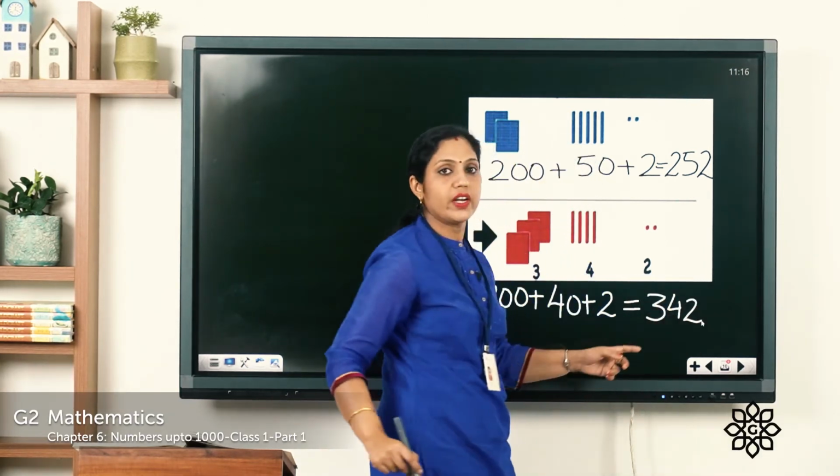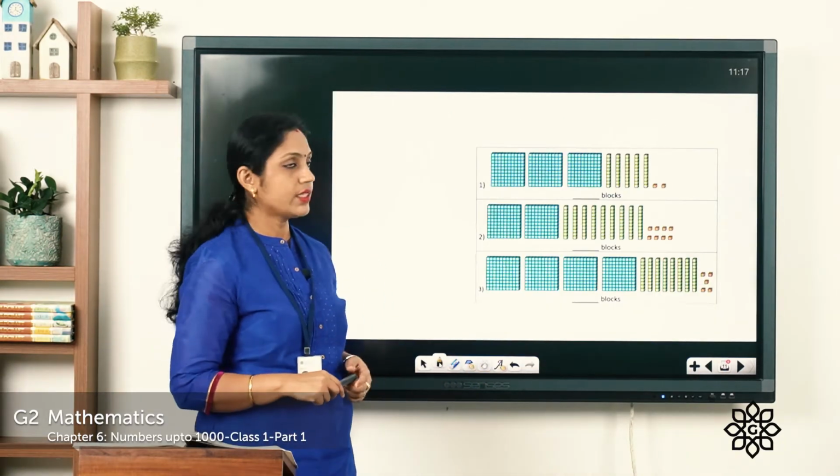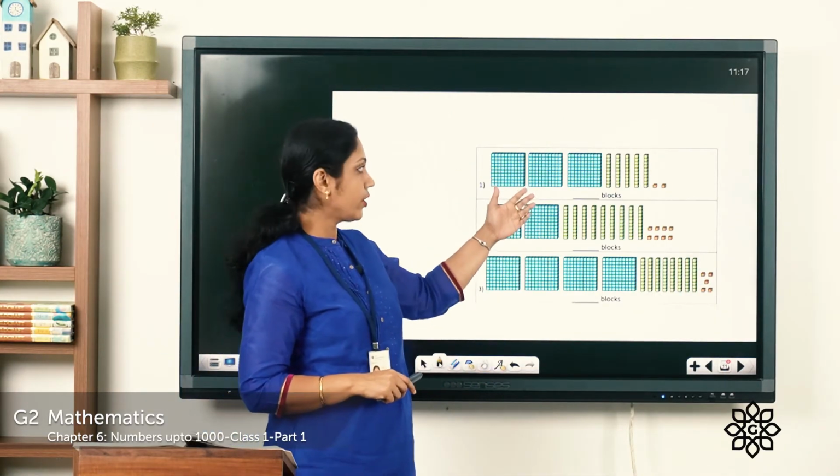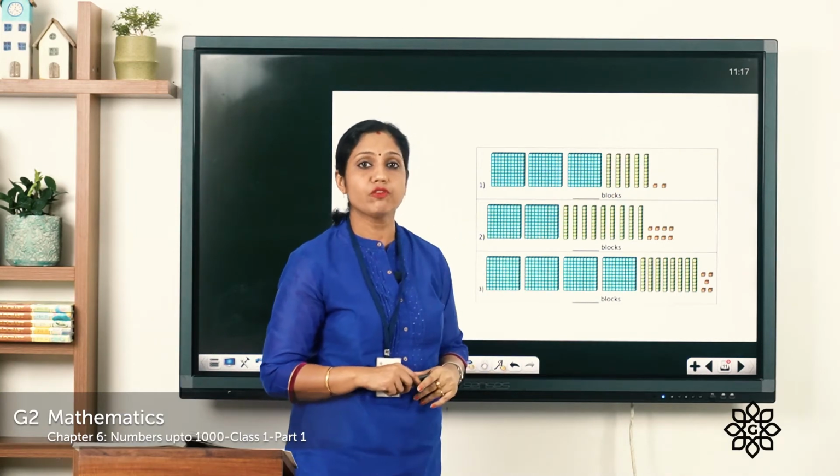342. So this is how we read this number. Now let's check some more examples. Here you have blocks of hundreds, tens and ones. And now let's form the numbers.